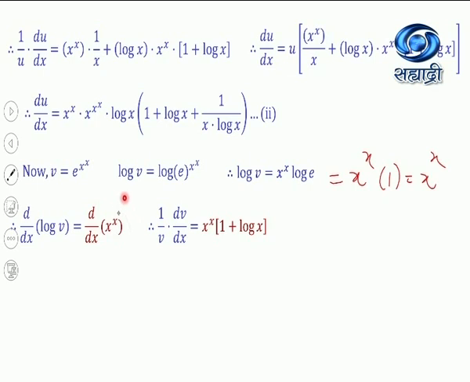Now the derivative of this function x raised to x, I write directly here: x to the power x into (1 plus log x). Now take this v on this side. What do we get? dv by dx equal to, what is the value of v? That is e to the power x raised to x, with x raised to x as it is, this bracket as it is. We say this is number 3.